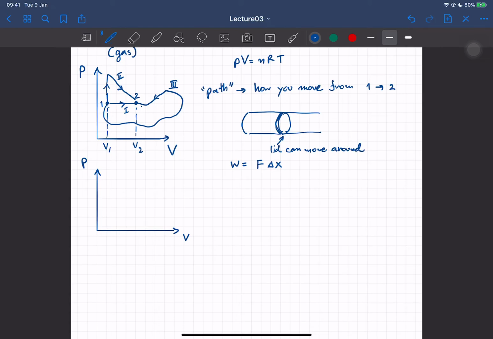Okay, so it's not tight shut, not like a closed can or something. So this thing can move around. So let's say you have some gas inside here. Okay, and obviously this is going to give you some kind of pressure, some kind of volume, right?